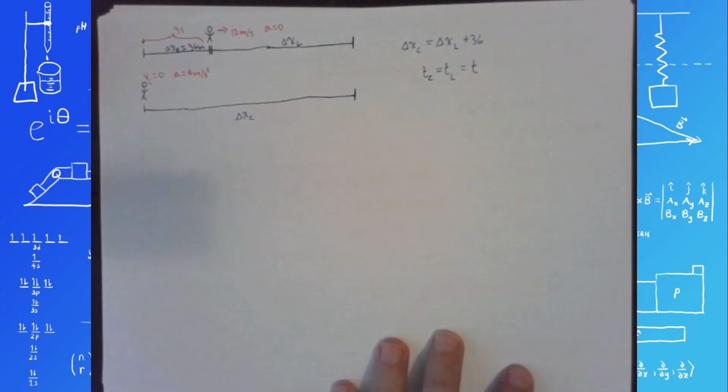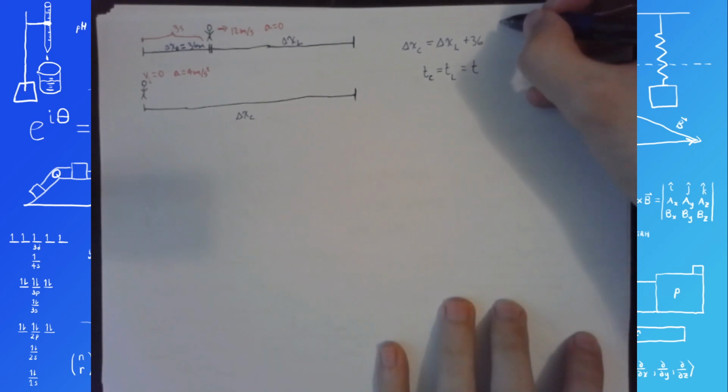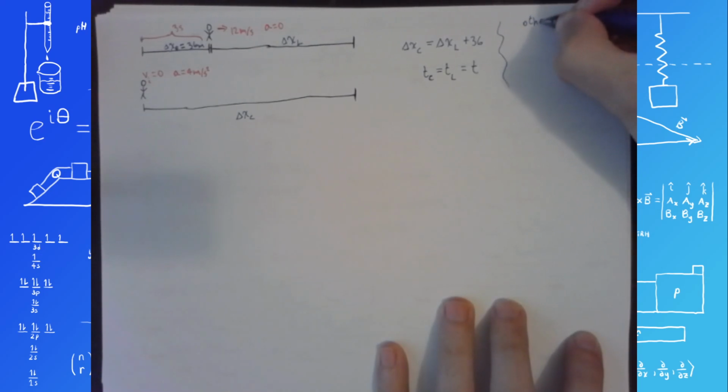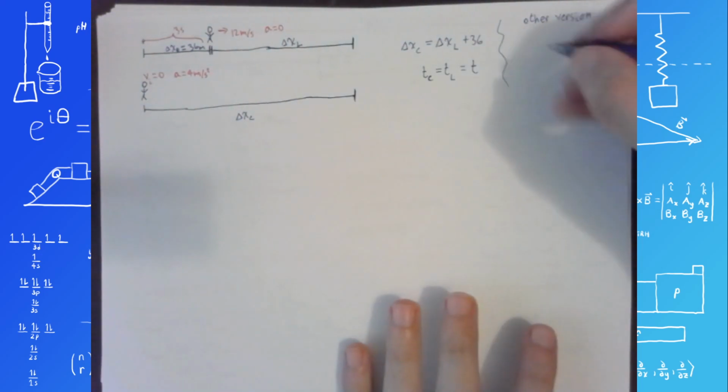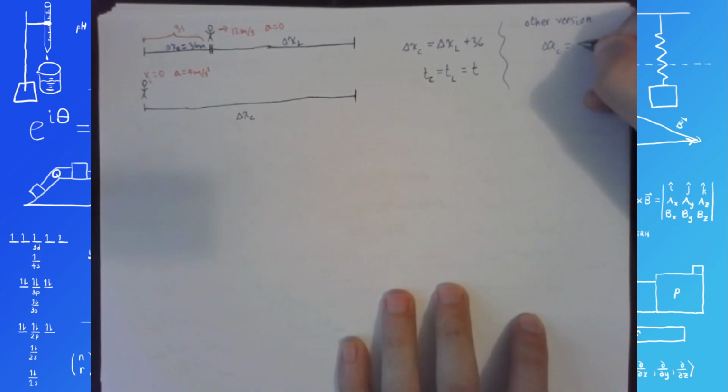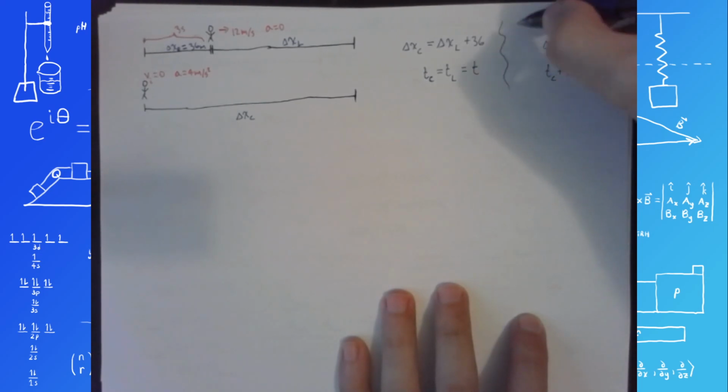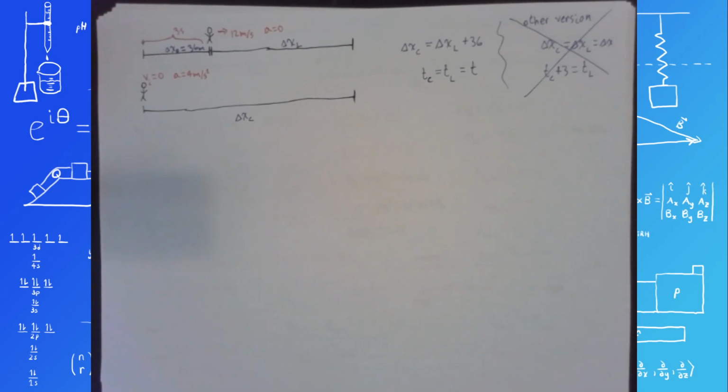Both of these equations actually could be different depending on how you want to assign your stopwatch or stopwatches. I guess I'll go ahead and write down the other version that you could do: you could say these delta x's are the same. You could say delta x chaser equals delta x leader equals delta x, and you could say t chaser plus 3 equals t leader. So that's the alternative solution. We're not going to do that here, but that's what it would look like.